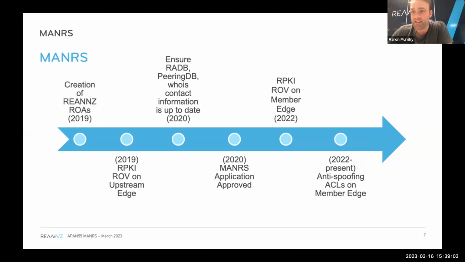Unfortunately, as APNIC doesn't have an API to create these, they had to be created by hand. But based on our IPAM data, we implemented checks to ensure that our routes in APNIC were actually matched up against what we had in our IP address management database. From there, we then enabled route origin validation, as I was talking about yesterday, on our upstream edge.